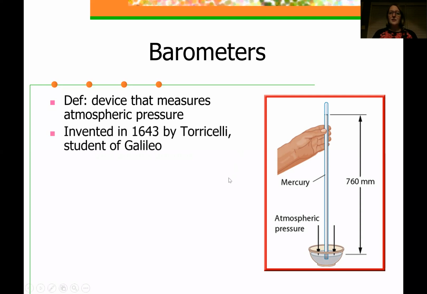And it was invented in 1643 by Torricelli, who was a student of Galileo. What he did was he took a glass tube of mercury and he stuck it into a bowl of mercury, and he wanted to see how it would fall. And what he found was it actually stayed in place for the most part. And that's because that pressure was keeping it there. And so he actually found that it rose or stayed at a level of 760 millimeters of mercury, which is going to end up being our standard unit of pressure we'll talk about here in a minute.